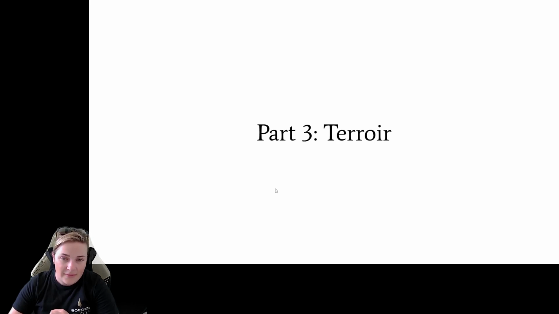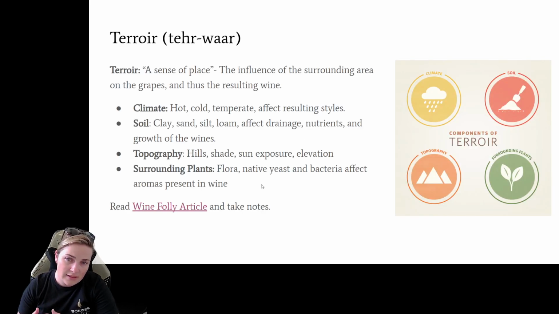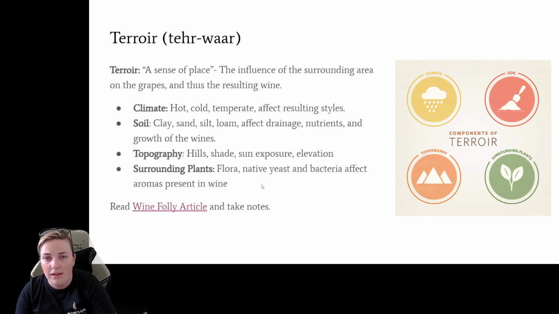Okay. Now we'll just go ahead and jump into terroir. So terroir is a French concept. It means a sense of place. So it means the surrounding area of the grapes has an influence, and that is shown in the wine. So when you taste that wine, it transports you to that region, right? So there are 4 components of terroir. It's climate, soil, topography, and surrounding plants.